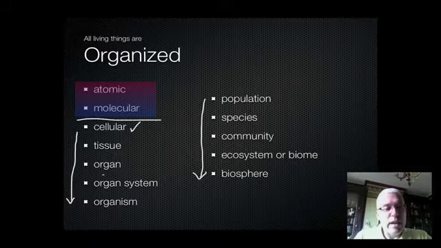And as you move down this list towards biosphere, you're getting larger and more complex. So a scientist may choose to study life at the cellular level, the tissue level, the organ level, and as you move down this list, you're getting more and more complicated and you're pulling in more and more things until finally you arrive at the biosphere level of organization, which is the largest and most complex level in all of biology.